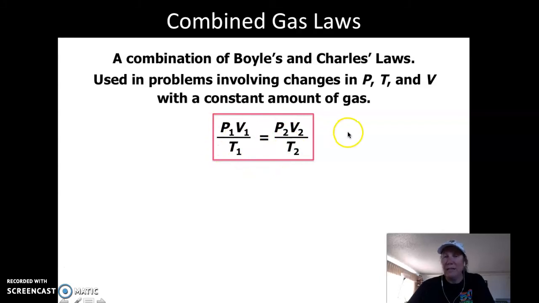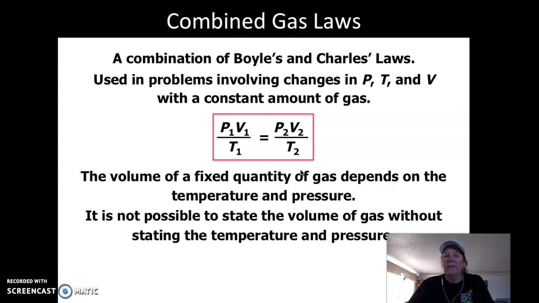So you can actually combine them. This is the combined law if you're looking at pressure, temperature, and volume. Again, you just plug in the numbers and look for your answer. This is the combined gas law. It's combined of Boyle's and Charles'. The volume of a fixed quantity of gas depends on the temperature and the pressure.